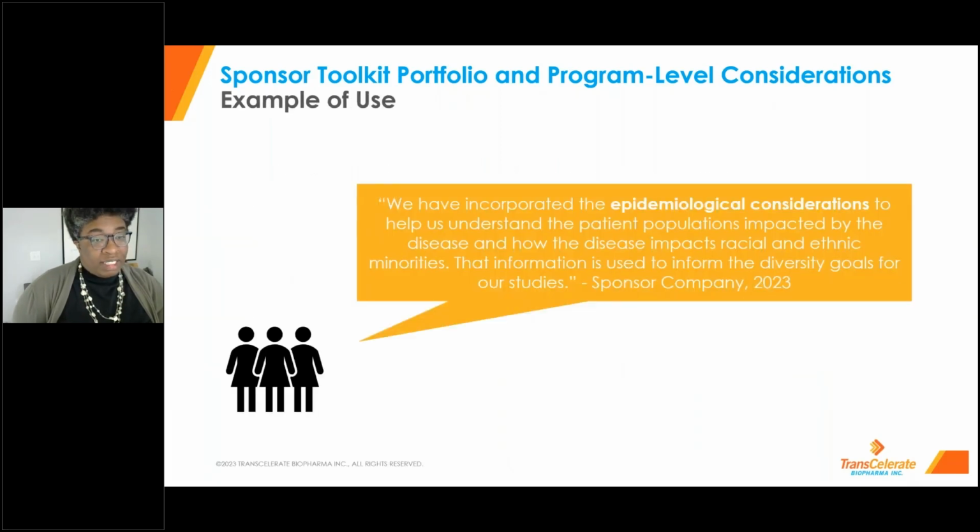The feedback that we've received after the public launch of the tool has been very positive. One sponsor company that responded to our feedback survey indicated that they were able to leverage the epidemiological considerations summarized in the portfolio and program level considerations tool to guide their efforts at deepening their understanding of how specific diseases uniquely impact racial and ethnic minorities, ultimately enabling them to establish data-driven diversity goals for their studies.